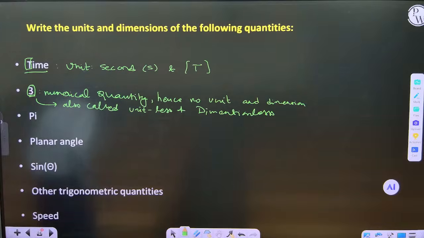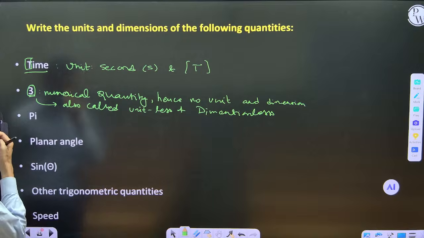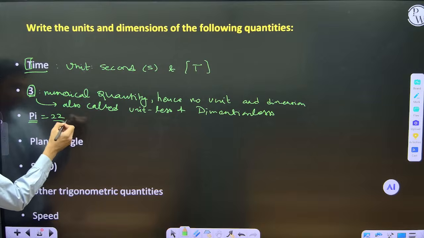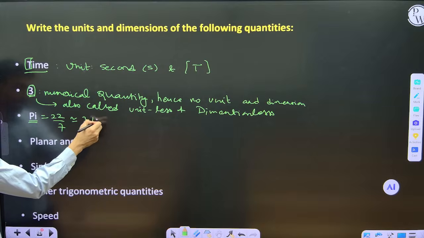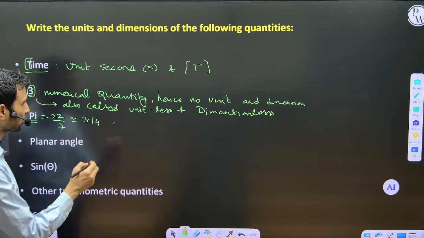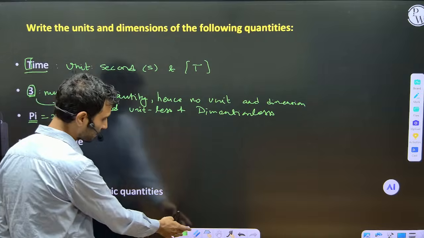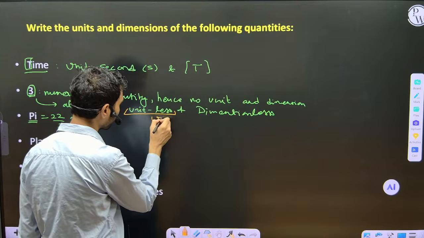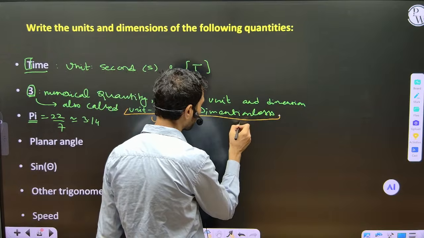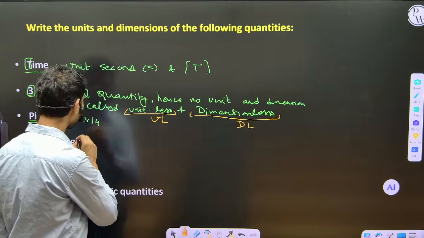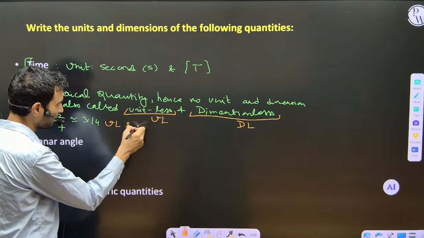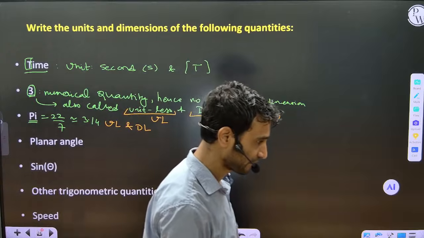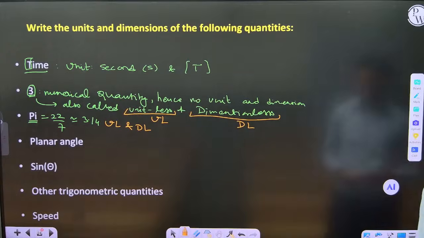Then what about pi? See, pi is also a number like 22 by 7, right? Or 3.14. Now, of course, there are no units here, right? So this will also be categorized as unitless, which I'll call UL, and dimensionless, which I'll call DL, right? So 3.14 is also UL and DL, both unitless and dimensionless, right?